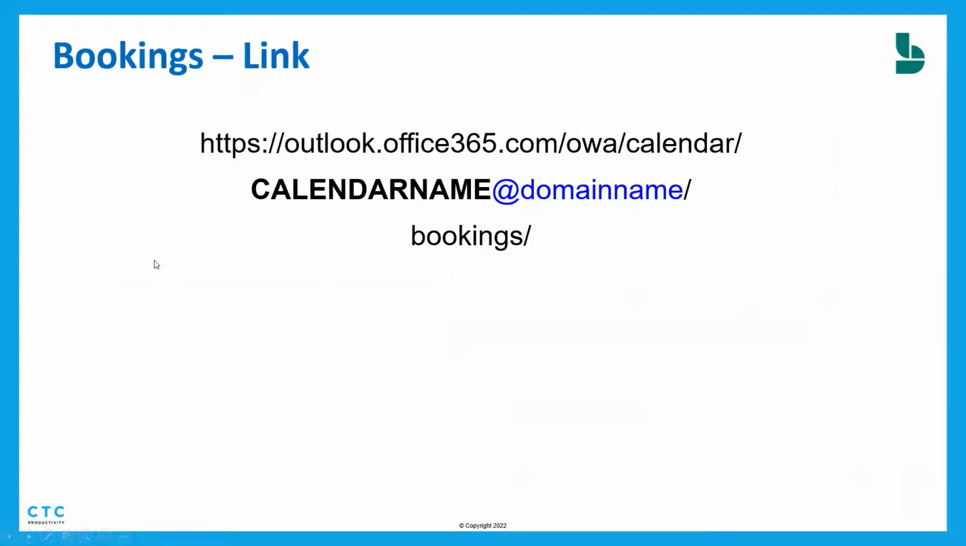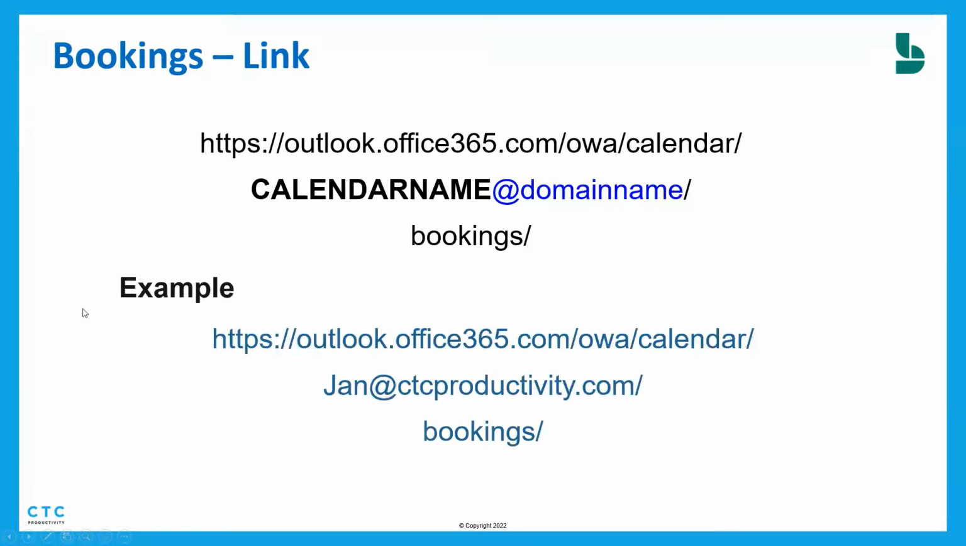So what does that Bookings link look like? This is the full link, right? It's Outlook.Office365, and OWA is Outlook Web App Calendar. Then it's the name of the calendar, which you get to name. I played around with mine personally to decide what I want to name mine, because that's what people are going to see. And then it's the domain name, so your company name, and then it's bookings.